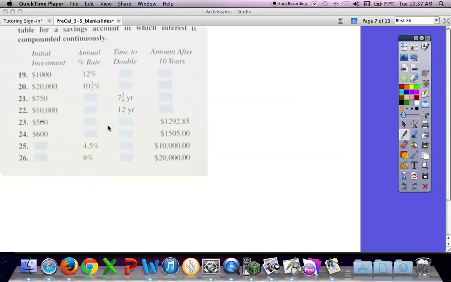Okay, now we're going to do the 26, right? On 26, we know the interest rate, and we know the amount after 10 years. So we don't know the initial investment, and we don't know the time to double. So let's start. A equals Pe to the rt.